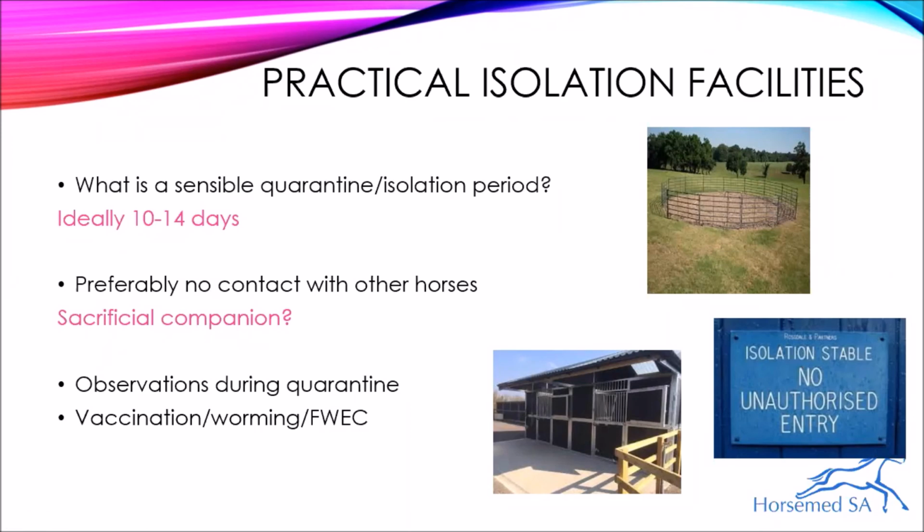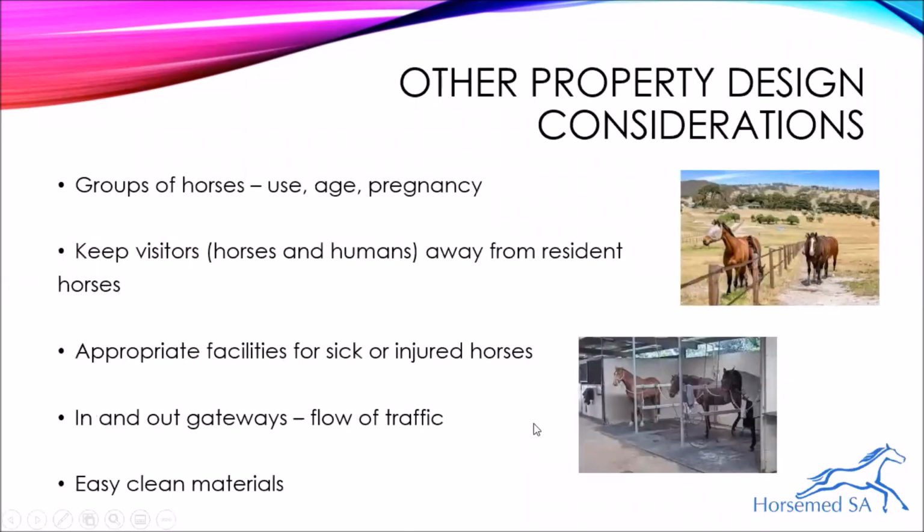Other things to think about, I think we talked about this already: groups of horses, horses that go on and off the property frequently, elderly horses, young horses, pregnant horses, preferably grouped together. Keeping visitors, so visiting horses and visiting humans, away from resident horses. I think it's very important to have appropriate facilities for horses that are sick or injured. I'm dealing at the moment with a difficult one with a horse that needs to be locked up in a yard, and unfortunately there's no way for it to have a companion, and it's getting up to several weeks of being locked up for an injury and getting quite upset.